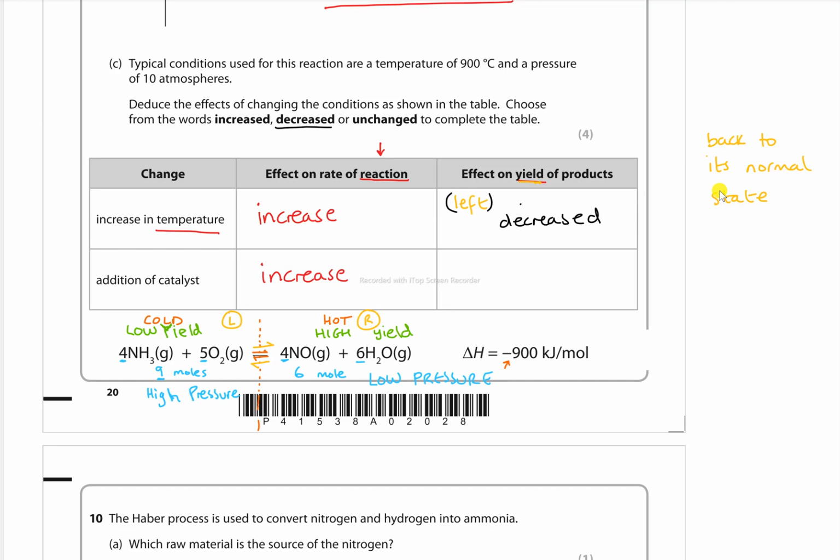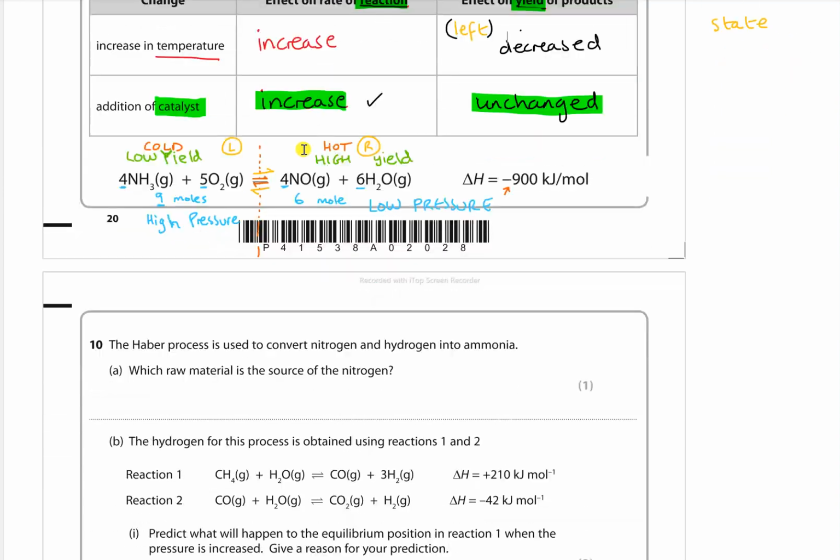Right, if we add a catalyst, does it affect the yield? No, just remember, a catalyst only increases the rate of reaction, but it does not affect the yield, so we're going to have to use the word unchanged. This is quite a good question because it does everything for you. So if you add a catalyst, it increases the rate of reaction, but it does not change the yield. So that would be a good one to remember.